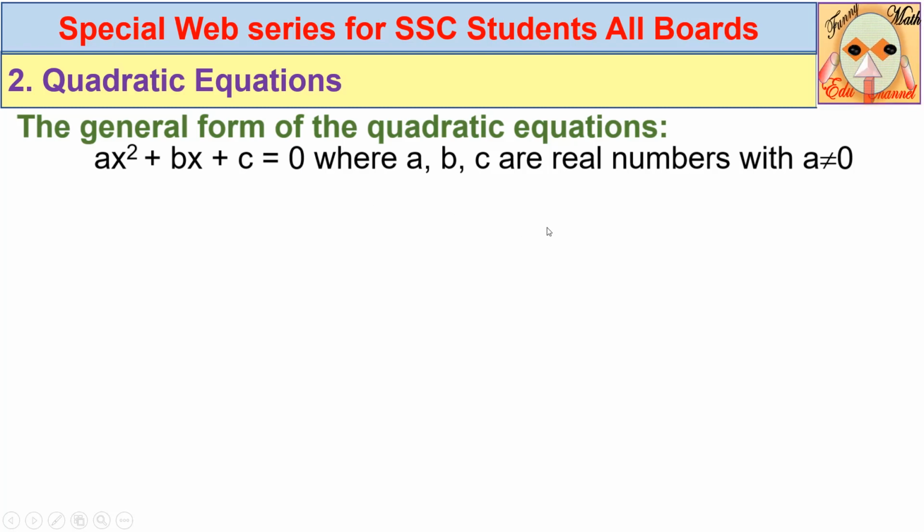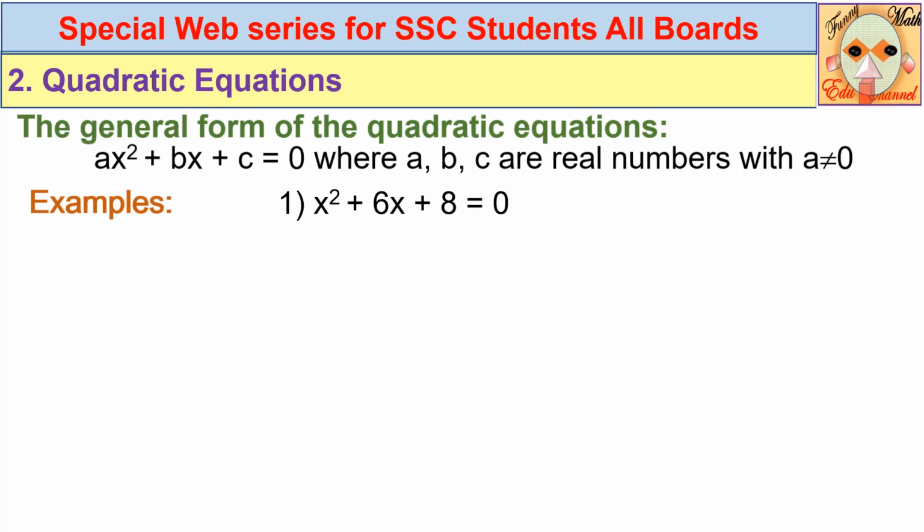Let us see some examples, then you can understand this very well. Example number 1, that is x square plus 6x plus 8 equal to 0. This is a quadratic equation. Why? Because here you observe the variable x square showing the highest power as 2. And so this is a quadratic equation.